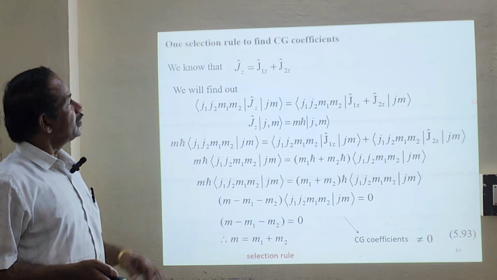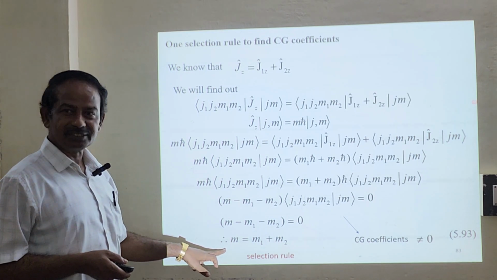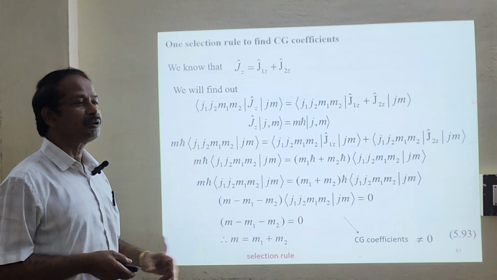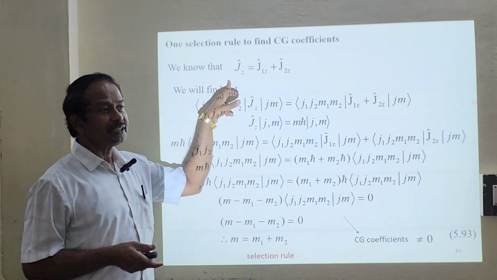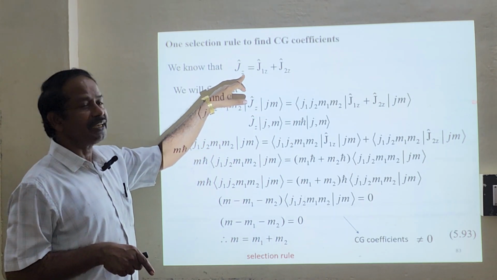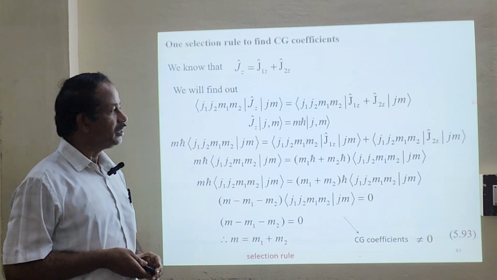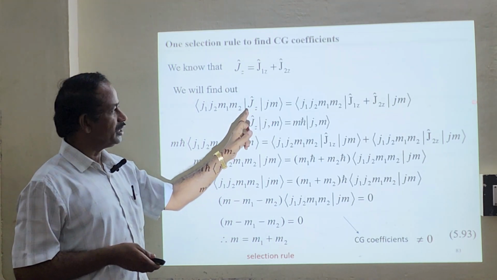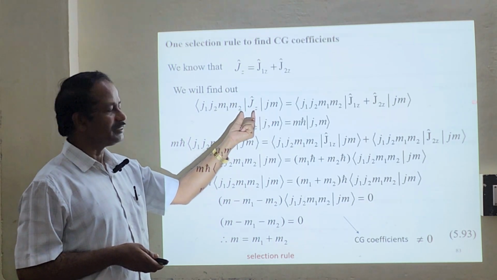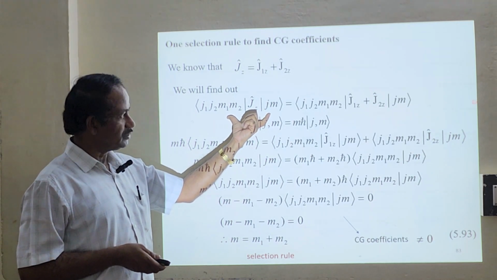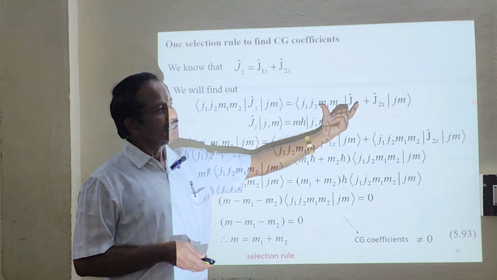Okay. Now we will go for another selection rule. Another selection rule is nothing but M equals M1 plus M2. We know that the component of total angular momentum Jz is given by J1Z plus J2Z. We know this already. And this equation we also know: Jz acts on JM, sandwiched between this one, and JM is given by this expression.